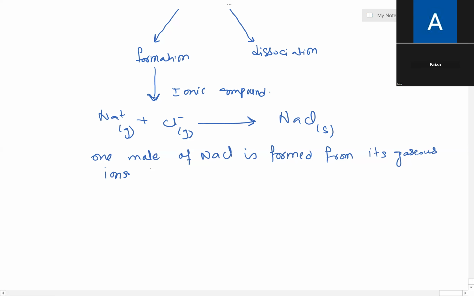Do remember, whenever we are making a bond, this is called an exothermic reaction. Always making of a bond will be called an exothermic reaction.